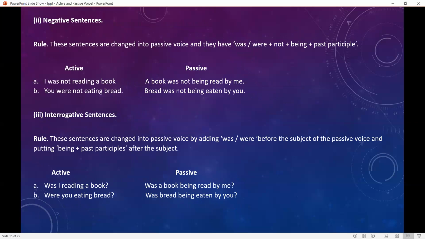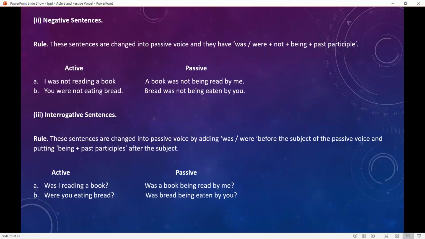Now the affirmative sentences which have negative forms are changed into passive voice with was or were plus not plus being plus past participle. So how does it change? Under active, I was not reading a book. When it becomes a passive one, a book was not being read by me. Under active, you were not eating bread. Under passive, bread was not being eaten by you.